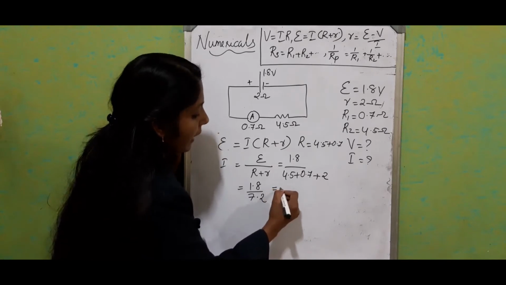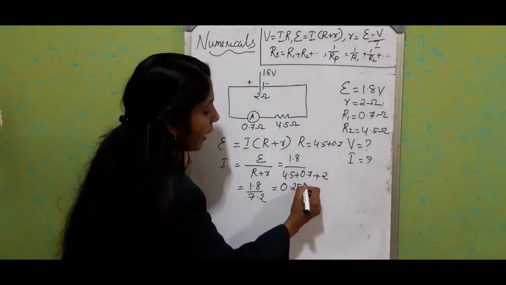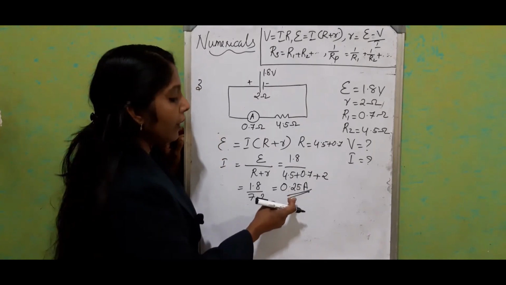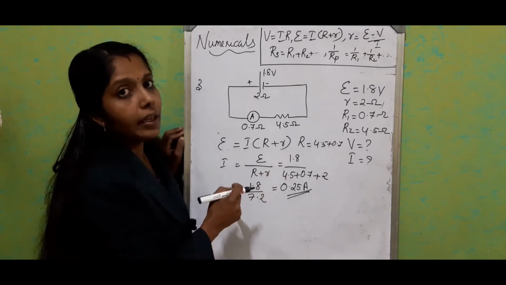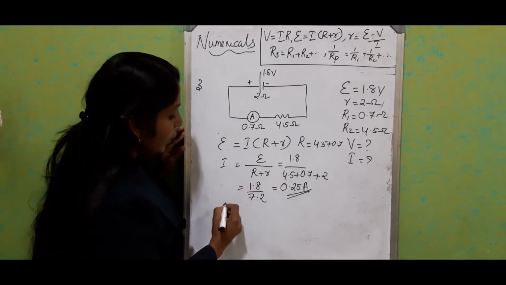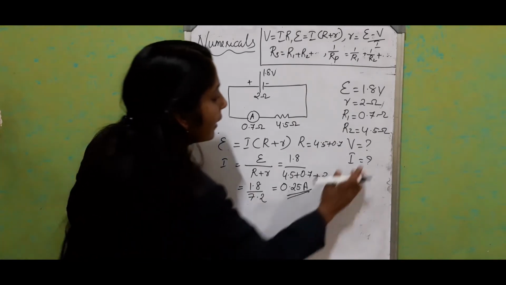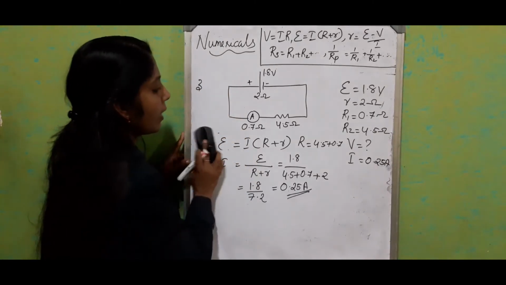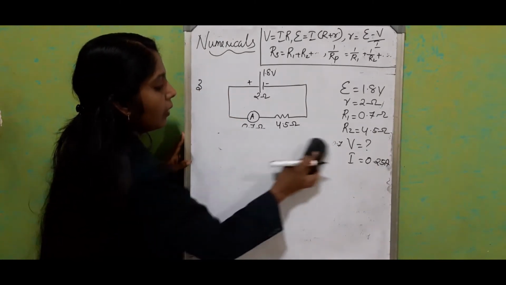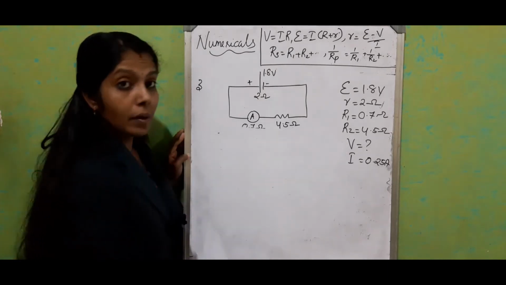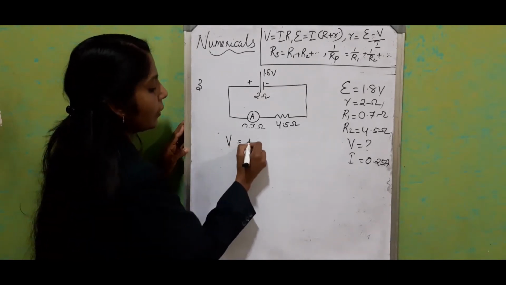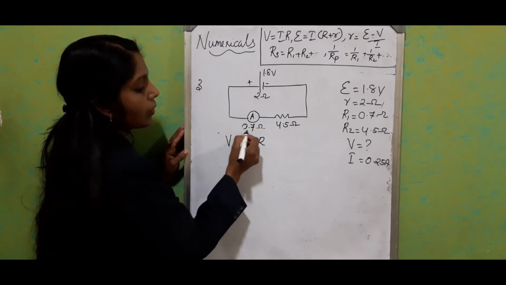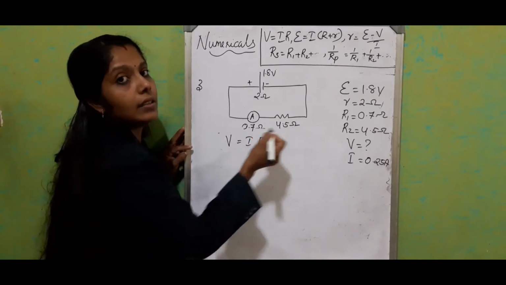When we solve, we will get it as 0.25 ampere. So the current drawn in the circuit is 0.25 ampere. Now we have to find out the terminal voltage or potential difference. For finding out the terminal voltage or potential difference, use the equation V is equal to I into R. This R is only meant for the external resistance.